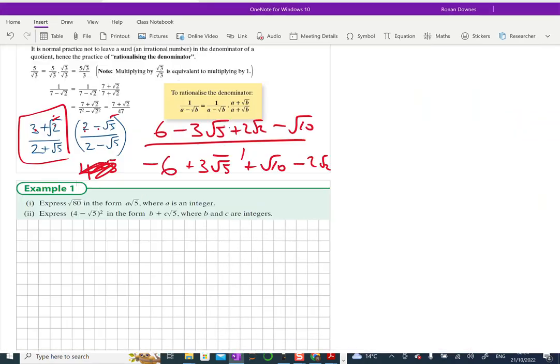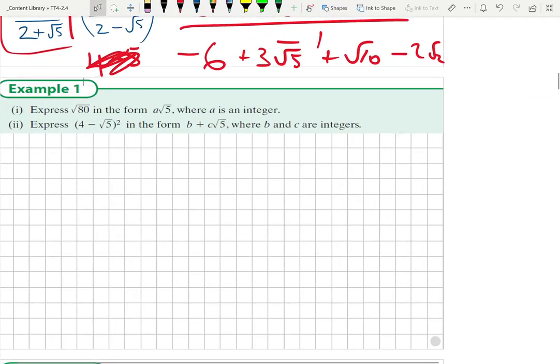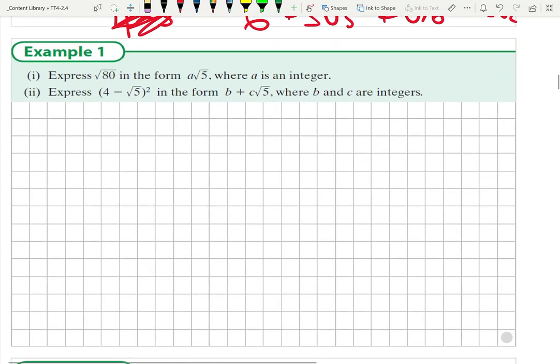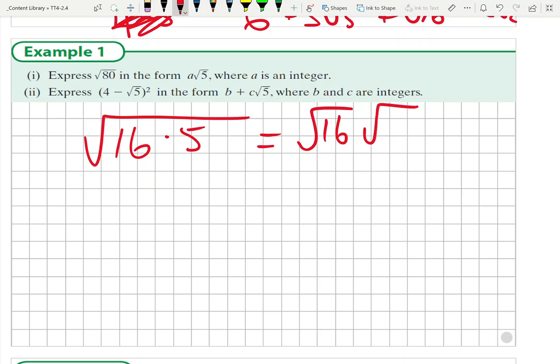So surds are fascinating. So you could use a calculator, and you probably should use a calculator, to be honest. Okay, this is square root of 16 by 5, which is the square root of 16 by the root of 5, which is 4 root 5. Express 4 minus root 5 squared. Well, we just multiply it out.